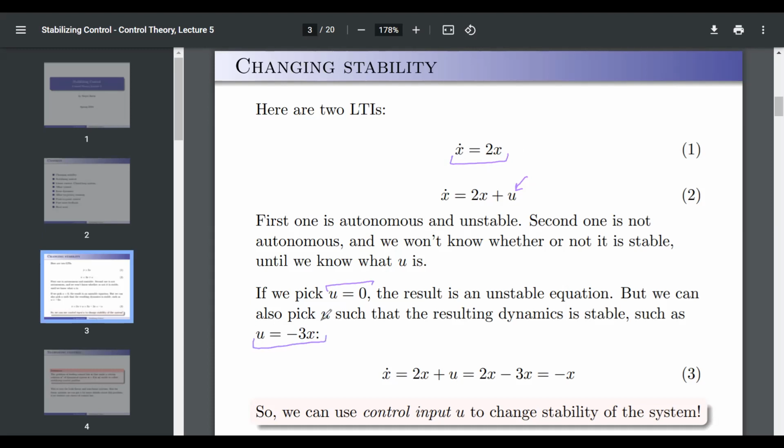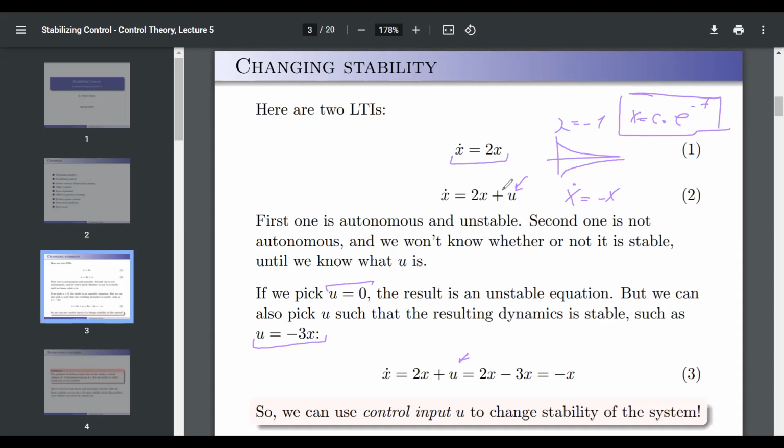All right, so here, if we pick U as minus 3x, what will happen is, well, after substitution here, this equation becomes x dot equals minus x. And this is stable. Eigenvalue is equal to -1. And the solution is going to just converge. Solution for the system looks like C0 e to the power minus t, unless I'm wrong.